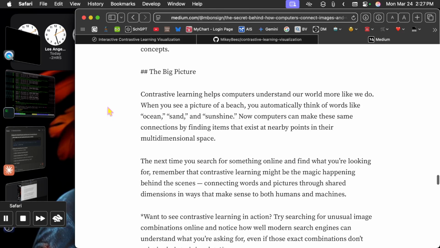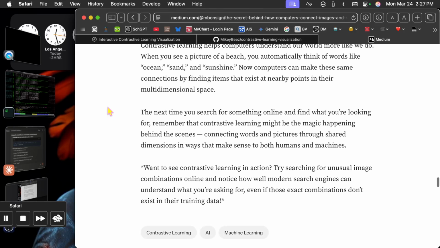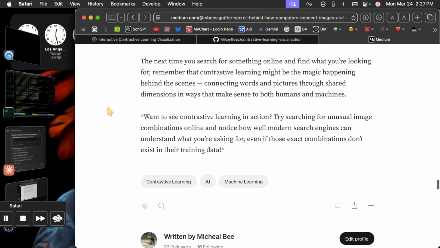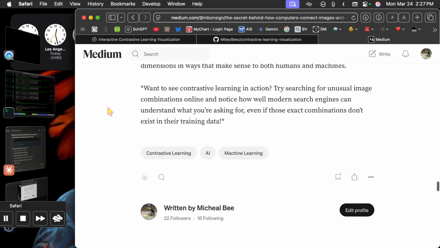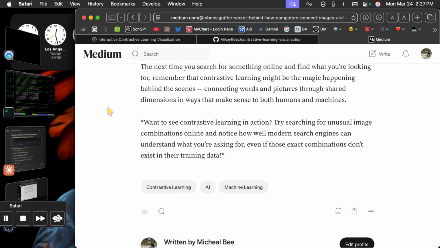The big picture: contrastive learning helps computers understand our world more like we do. When you see a picture of a beach, you automatically think of words like ocean, sand, and sunshine. Now computers can make these same connections by finding items that exist at nearby points in their multidimensional space. The next time you search for something online and find what you're looking for, remember that contrastive learning might be the magic happening behind the scenes, connecting words and pictures through shared dimensions in ways that make sense to both humans and machines.